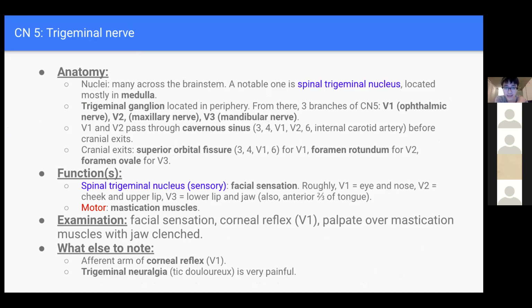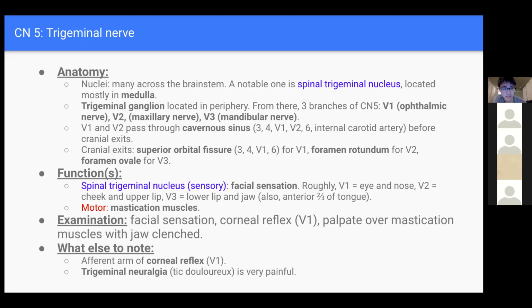And the trigeminal ganglion, this is akin to the dorsal root ganglion, and this is a ganglion located in the periphery, so it's right outside of the brainstem. And from there, CN5 has 3 branches: V1, V2, and V3, ophthalmic nerve, maxillary nerve, mandibular nerve. V1 and V2 pass through the cavernous sinus, V3 doesn't. In terms of the exits, they all have different exits. V1 goes through the superior orbital fissure, V2 the foramen rotundum, and V3 the foramen ovale.